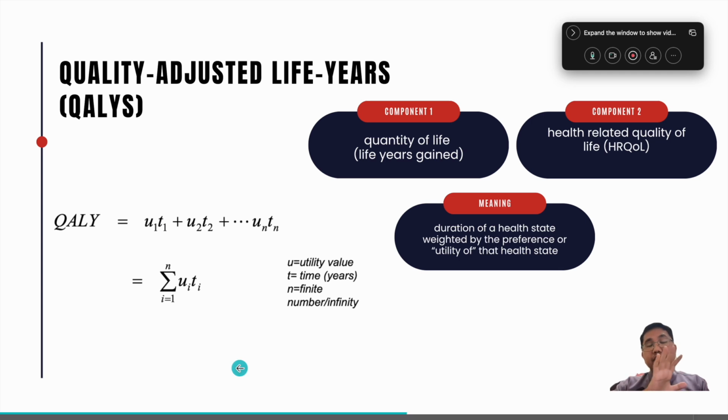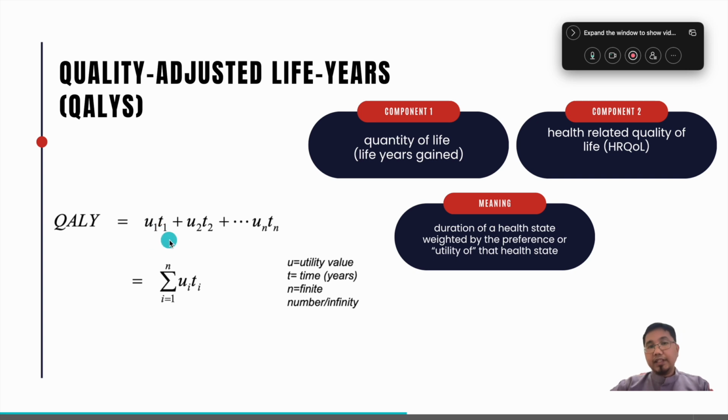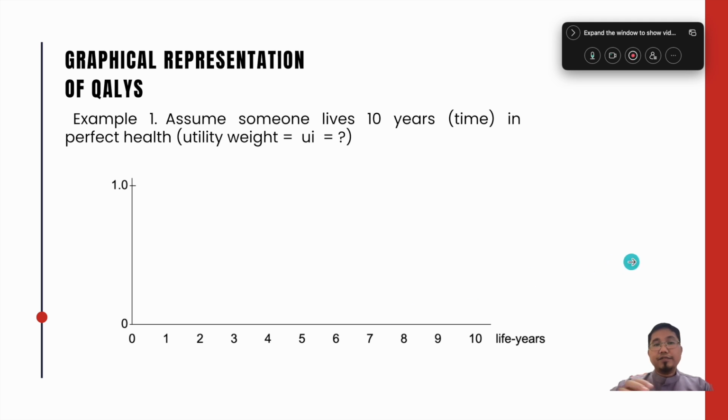Okay, so the QALY actually has two components, U and T. U is the utility value, the health related quality of life, and T is the quantity of life, I mean the life years gained. When we multiply U and T, we get the quality adjusted life years, I mean the duration of health state weighted by the preference or utility of the health state. So let me give an example of the graphical representation of the QALY.